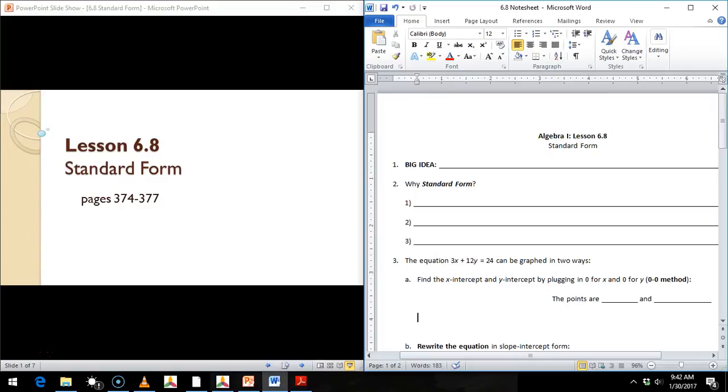Lesson 6.8 is a study of the standard form of an equation. This is the second equation form that we're learning in Chapter 6. The first one, which we spent all of our time on, is slope-intercept form, where the equation is solved for y.